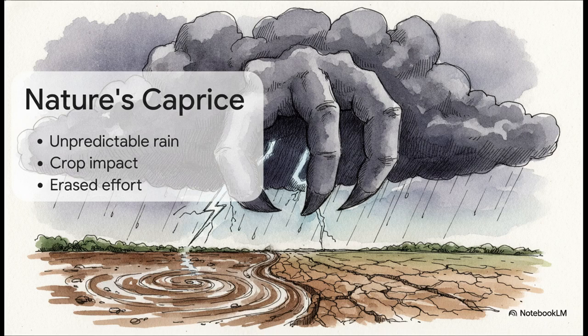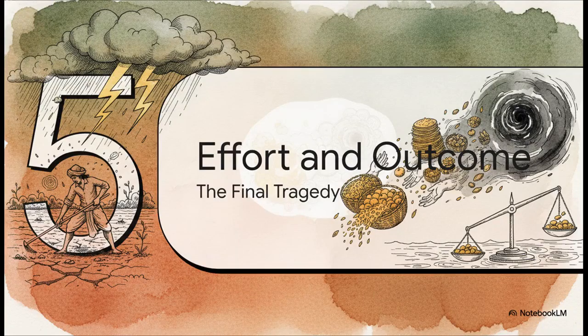Nature's caprices strike in three distinct ways here. Unpredictable rainfall, a direct negative impact on the crops, and honestly, most heartbreakingly, the total erasure of human effort. Nature's lack of cooperation effectively invalidates Ramu working day and night. Section 5. Effort and Outcome.